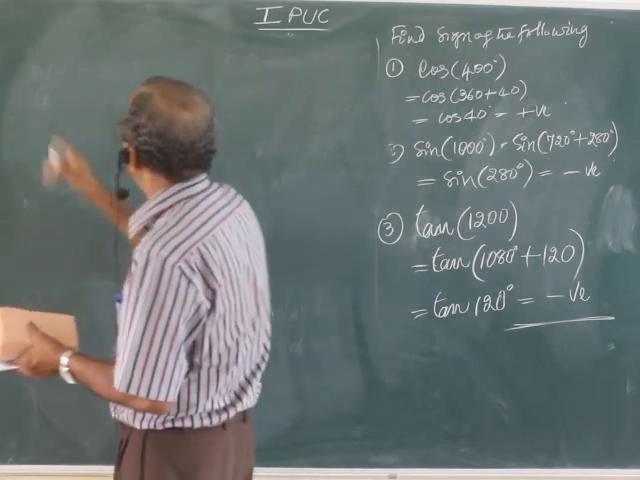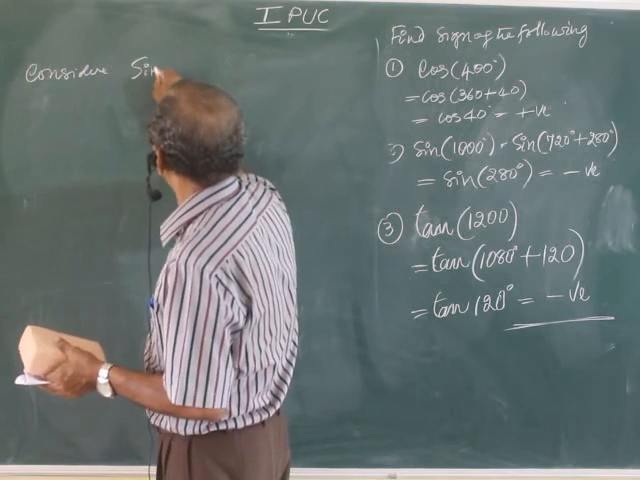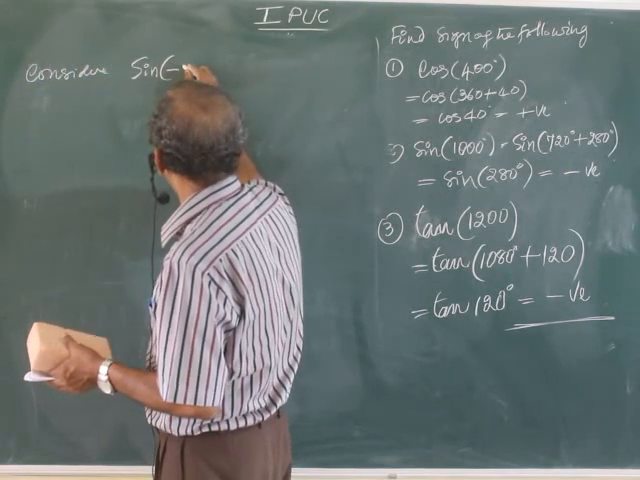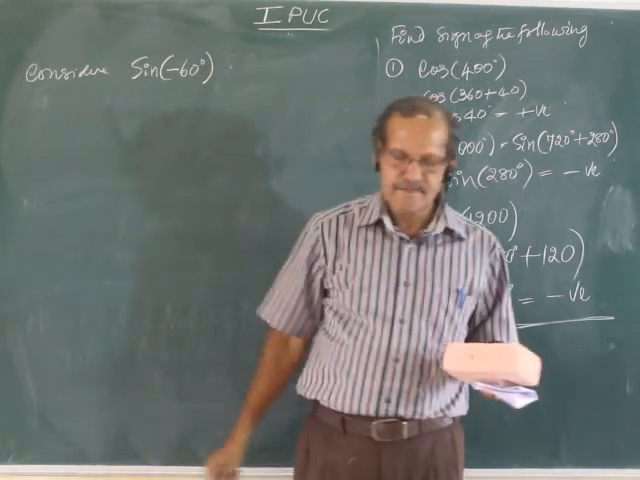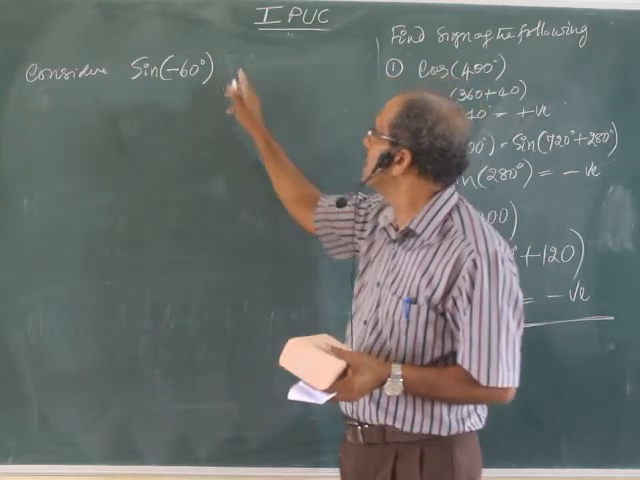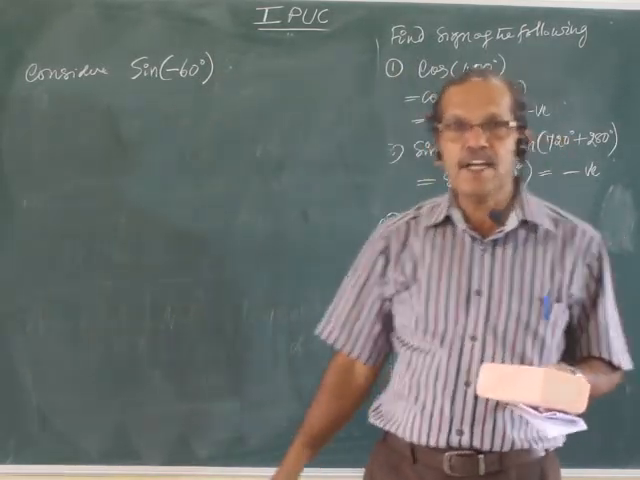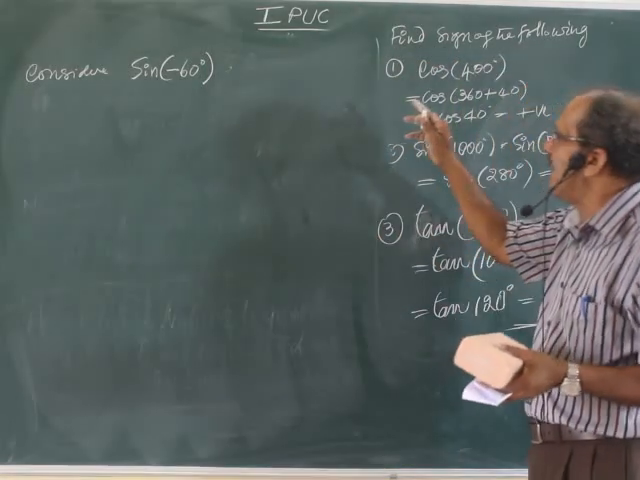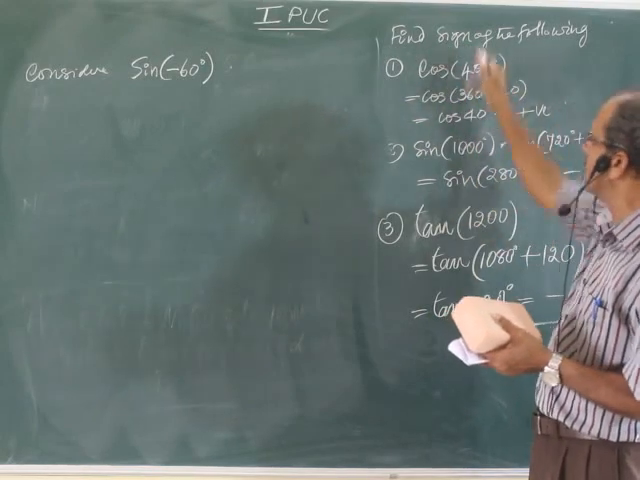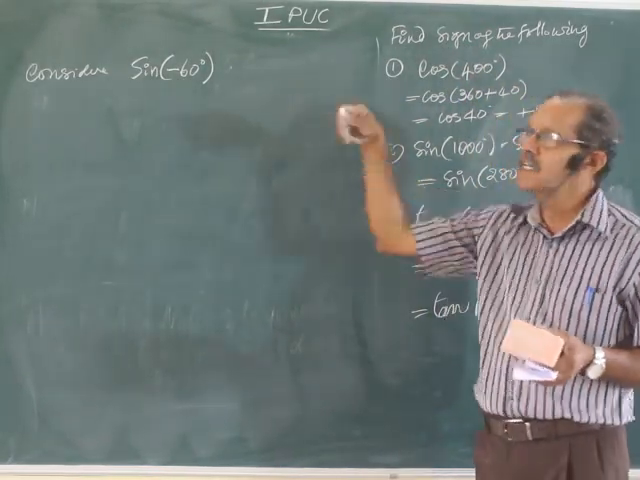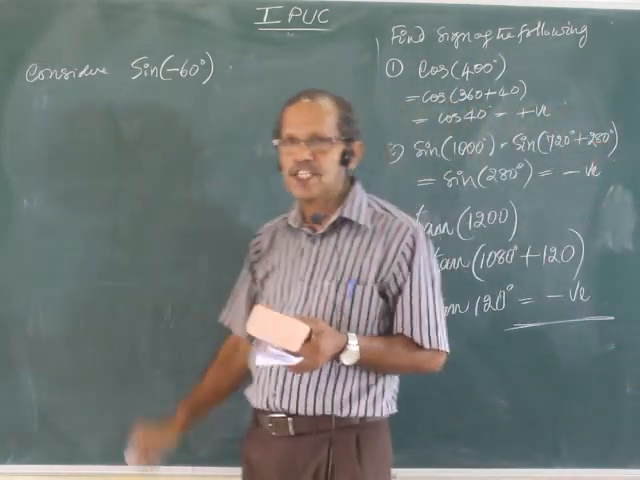Next, trigonometric ratio of negative angles. Consider sine of minus 60 degree. I want the sign of this, whether it is plus or minus, that's all. I am discussing only about that one. Sign of the trigonometric ratios for the angle less than 360, I have already seen. If the angle is greater than 360, then also you got the method how to find the sine. If the angle is negative, how to find that? Trigonometric ratio of minus 60.